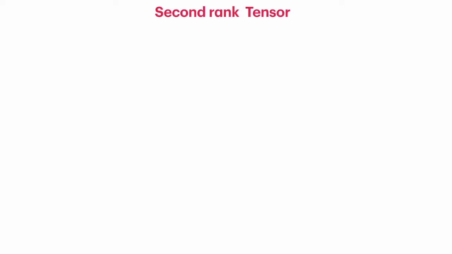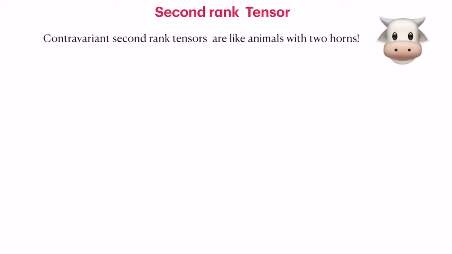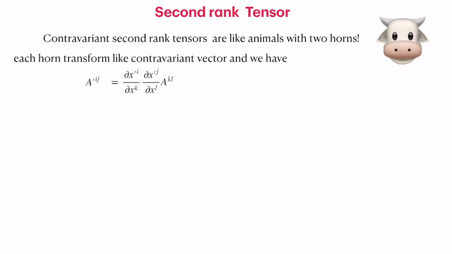The second rank tensor we have also already seen. The second rank contravariant tensor is like an animal which has two horns, where each of these horns is like a contravariant index, and they transform independently of each other as a contravariant vector. So the component a'^ij in the x prime coordinate system is related to the x coordinate system as ∂x'^i/∂x^k times ∂x'^j/∂x^l times a^kl. Again, both components k and l are repeated, and that is summed over. So you have two units of transformation which transform like a contravariant vector to give you a contravariant second rank tensor.